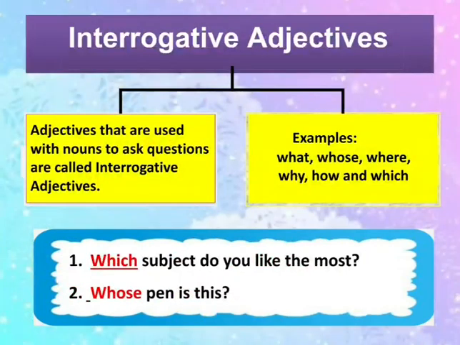Next is interrogative adjectives. Adjectives that are used with nouns to ask questions are called interrogative adjectives. So when an adjective is used to ask a question, it is called an interrogative adjective. For example, which, what, whose, when, why, how. Here, example first, which subject do you like the most? We are asking a question here, which subject do you like? So it's an interrogative adjective. Whose pen is this? So again we are asking whose pen is this? So whose is an interrogative adjective.